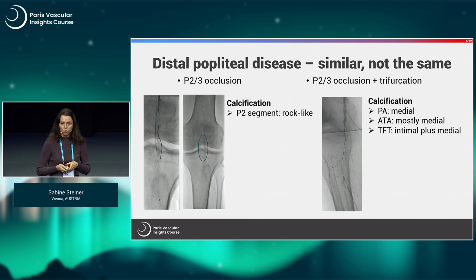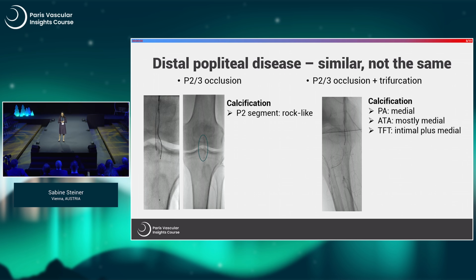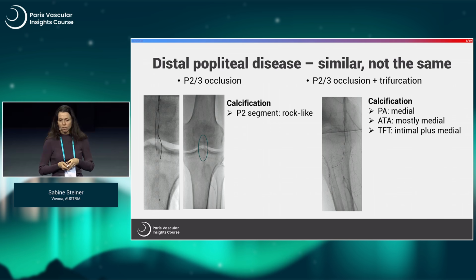And when we go to these two patients, when we look at these lesions a little bit more closely, you see the specific issues. In the first patient, there was really a rock in the P2-3 segment, necessitating retrograde access, and you see the two wires just moving around this rock here. In the other patient, involving the trifurcation, the calcification in the popliteal artery and in the anterior tibial artery was mostly medial, not so prominent, but in the tibiofibular trunk there was a more intimal plus medial calcification.